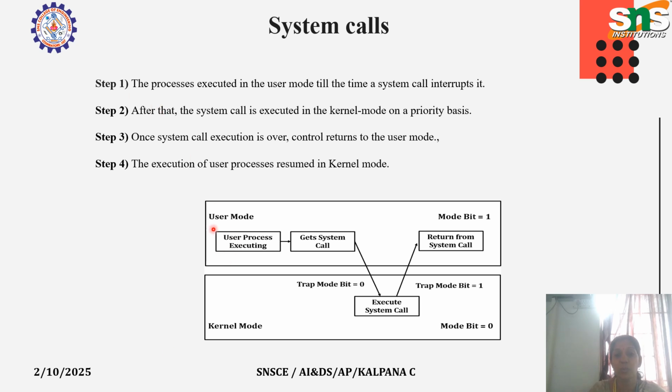First, once a user process is executing and at that time an interrupt occurs, a system call will be generated. That is the second step. Once it is generated, that system call will be processed or executed in kernel mode. Execute the system call. Once it is done, the final step, control is transferred back to your user program, the user process. So these are the four important steps in a system call.